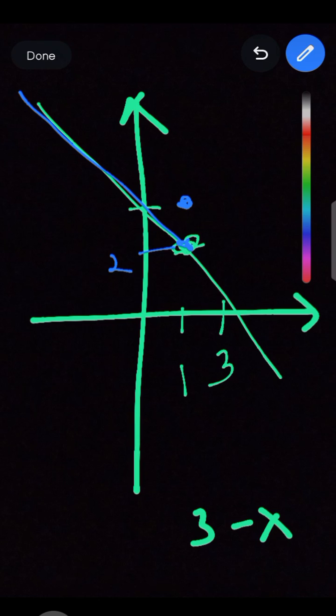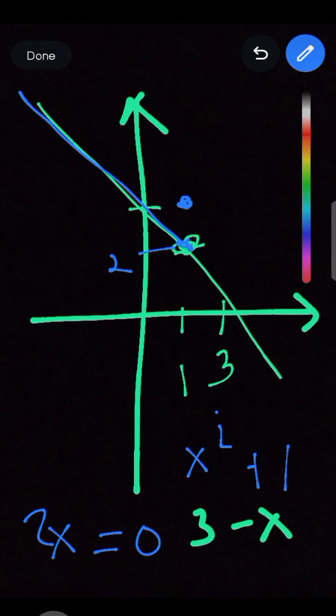And finally, my y is x squared plus 1 when x is greater than 1. Now, when x is greater than 1, let's first of all draw x squared plus 1. Okay, it's a quadratic. And since the coefficient of x squared is positive, it has a minimum turning point. And for us to get that turning point, we just need to look for the derivative. So the derivative will give us 2x. When the derivative is 0, we are at the turning point. And x will be equal to 0.